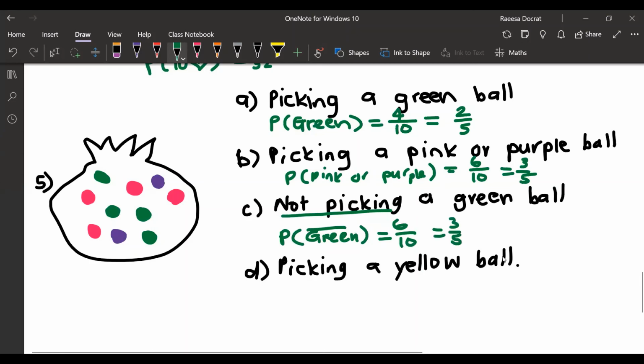And then finally, the probability of picking a yellow ball. If we look over here, how many yellow balls do we have? We have no yellow balls. So it's 0/10. So it's 0.